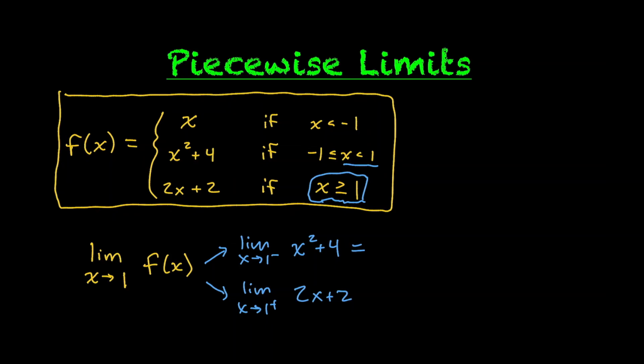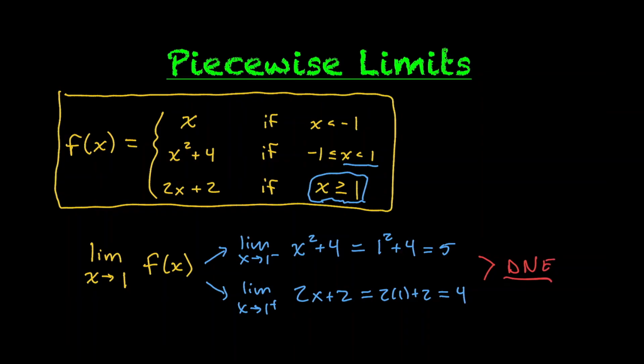And now again, all we're doing is plugging in. We don't have to plug in 1 minus, we just plug in 1. 1 squared plus 4 is 5. So from the left it goes to 5, and that limit exists. And from the right it goes to 2 times 1 plus 2, or 4. And the right-sided limit also exists. But overall, again, we get that same thing. They don't go to the same value, so this limit does not exist.